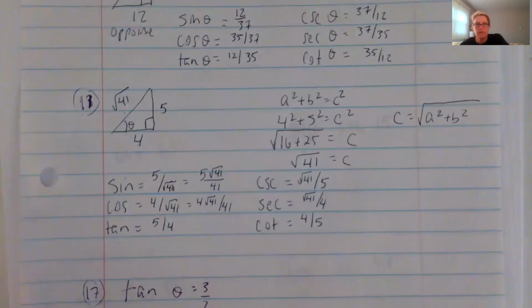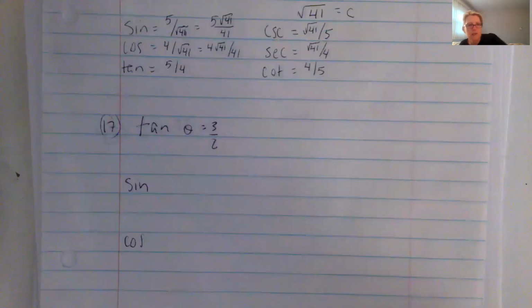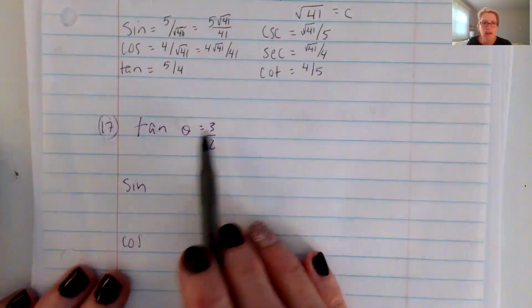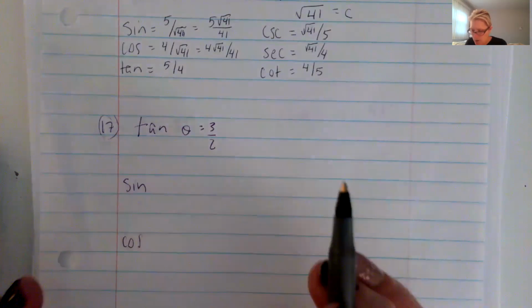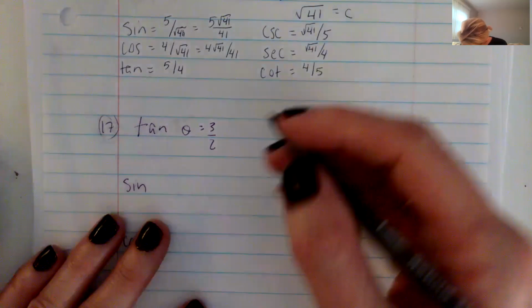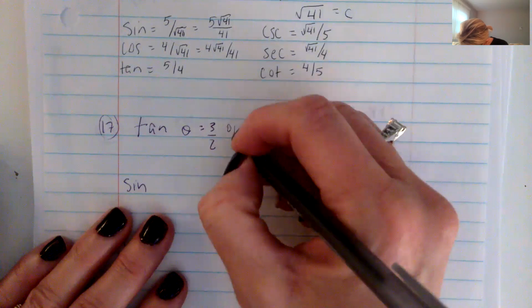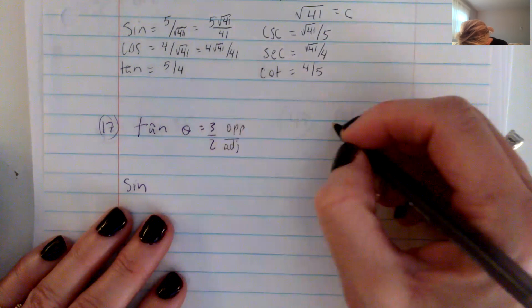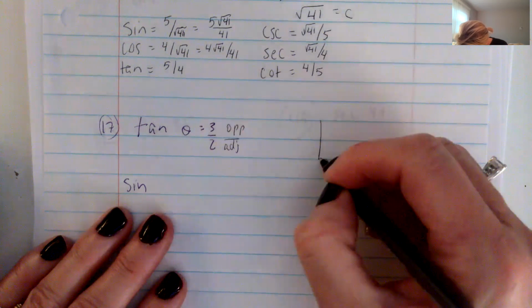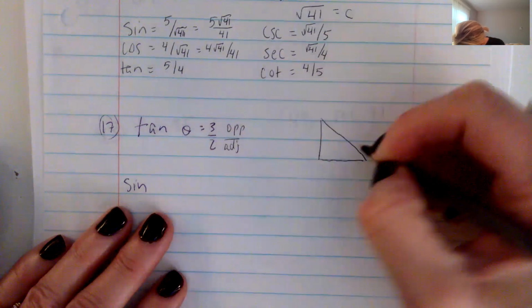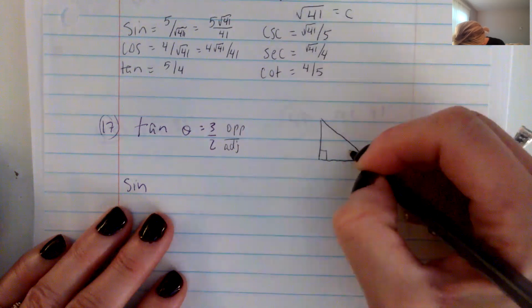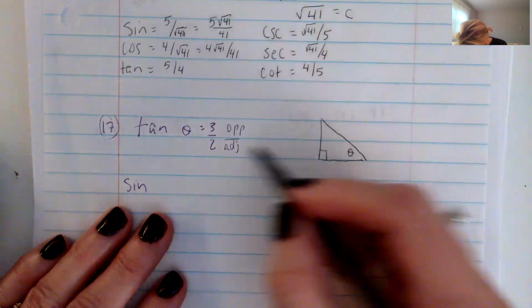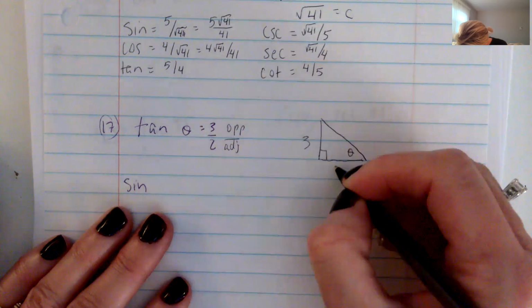So number 17, this is a little different. It doesn't give us a picture, but it just tells us that tangent of theta is 3/2. So knowing this, we know that tangent is the opposite over the adjacent. So we could just draw a little right triangle. This one's theta. So opposite over adjacent means that this is 3 and 2.